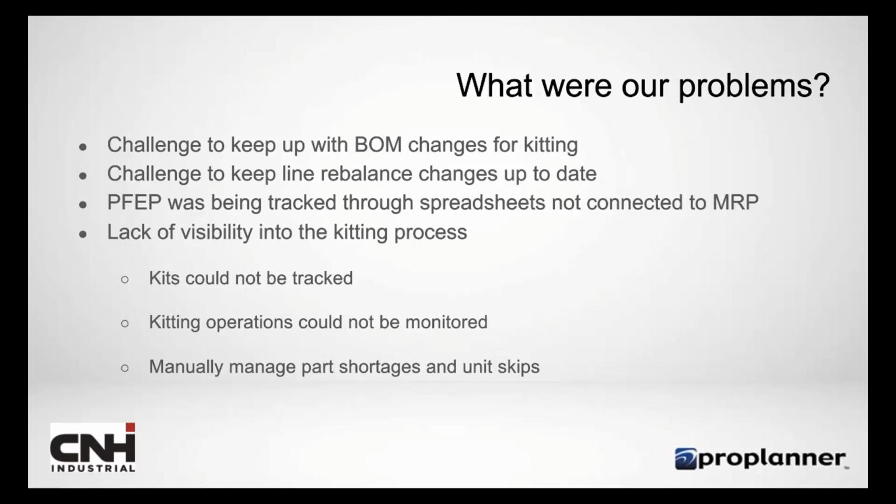And then lastly, the lack of visibility into our kitting process. It was really a manual way of doing kits. I do over 560 different kits a day. I have over 1,000 different kits that I do in the plant. So as you can tell, there was a lot of noise and mess when things went wrong. So we needed a way to monitor it and understand if we had part shortages or unit skips when I was sequencing parts to the line.